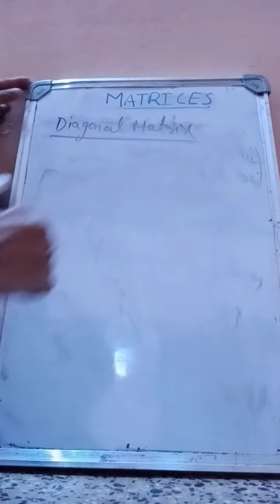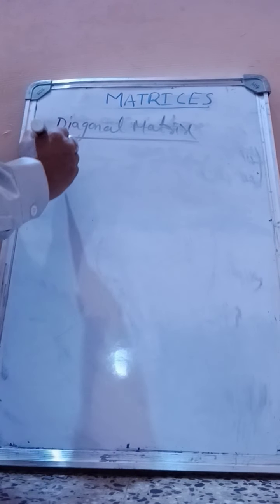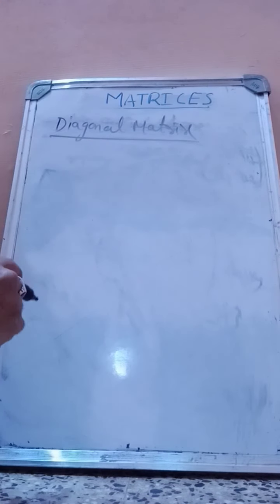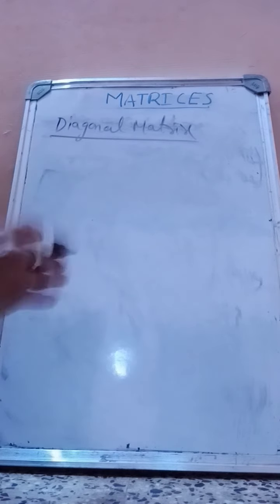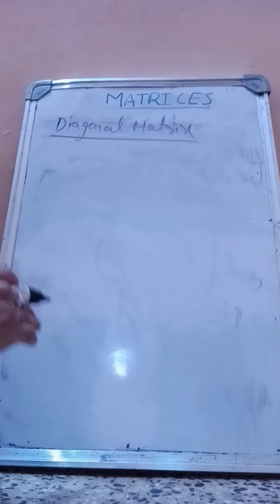What is a diagonal matrix actually? Let us take a square matrix. It is said to be a diagonal matrix if all non-diagonal elements are 0. This is the definition for the diagonal matrix. This is very important for the 1 mark question.